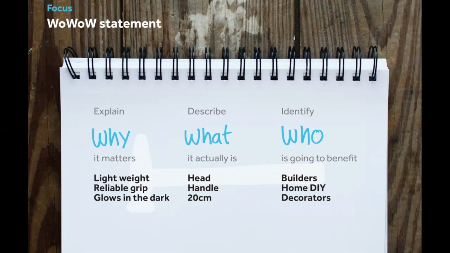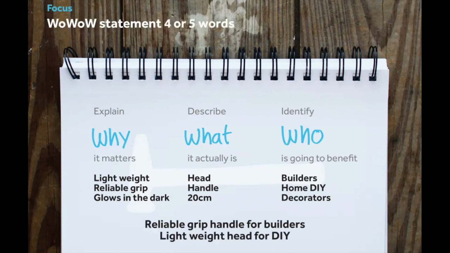And then the final part of it is to actually then create a little statement, 4 or 5 words, that is the wow wow statement. It just says, why, what and who. So reliable grip handle for builders, lightweight head for DIY enthusiasts. Just really sort of boil all this down into a nutshell of these 4 or 5 words that really help describe our business, our product and our service. And that will really help us later on when we start to make decisions about what name is right for us. And it means we don't have to go back over all the detailed business plans.